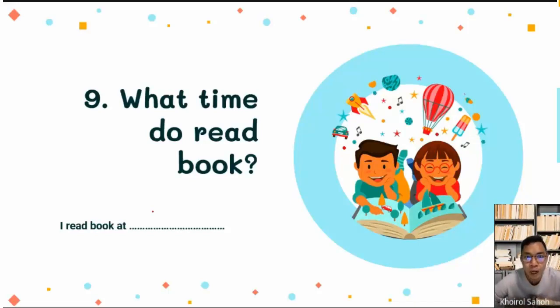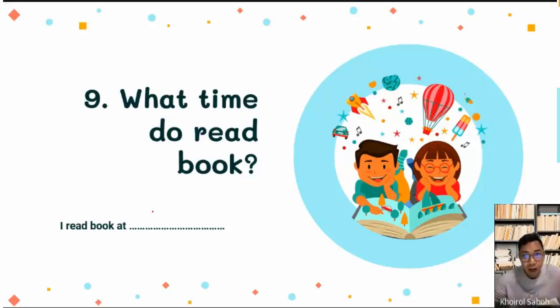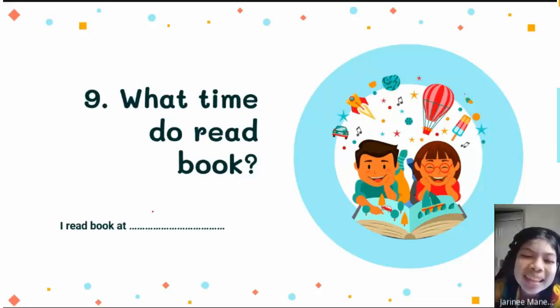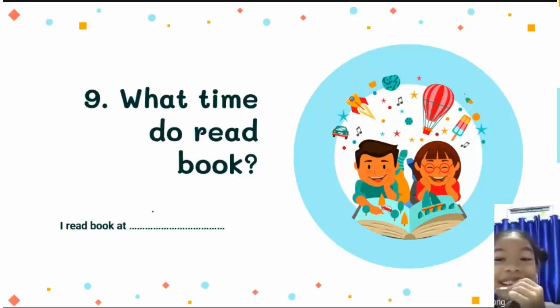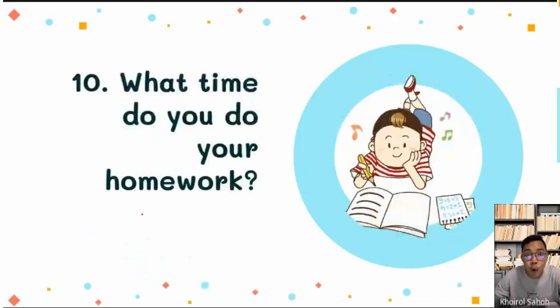What about number 1, number 2, number 3, number 7, number 8? Student: Can I read only ghost books? Teacher: Up to you. Any book, you know. Student: I read comic books. Teacher: Any book. Student: I read a book at 7 o'clock in the evening. Teacher: In the evening. Very good. Number 10. What time do you do your homework?